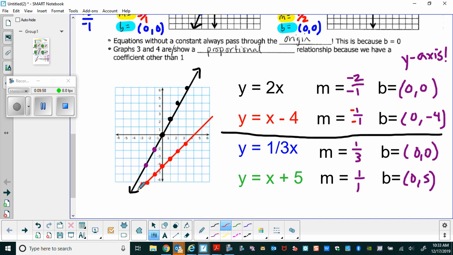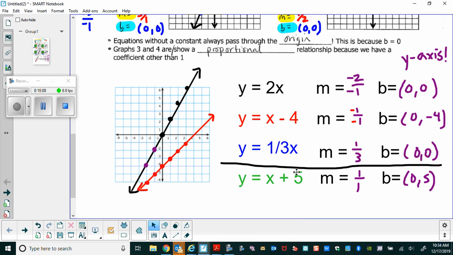Notice I'm just trying to review with you guys how to take the constant and use that as the starting point, and then use the coefficient as the rate of change to build the rest of the numbers, the rest of the points, I should say.